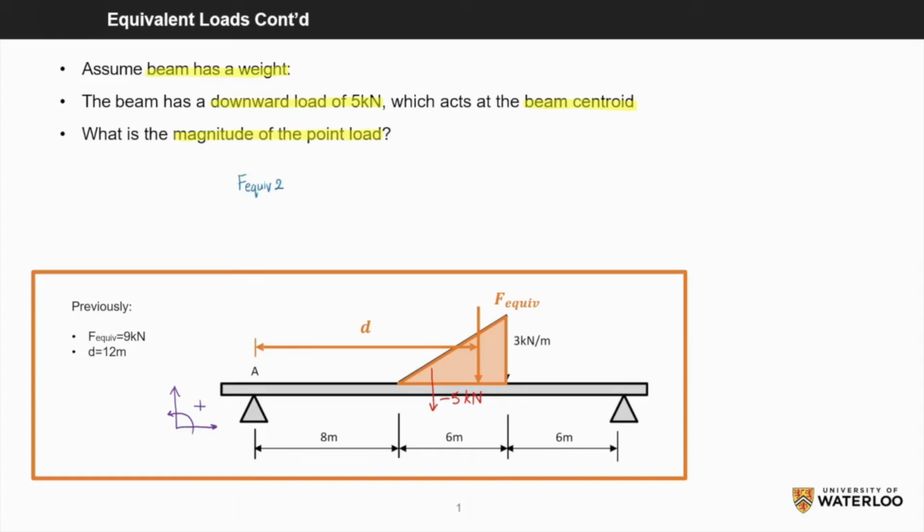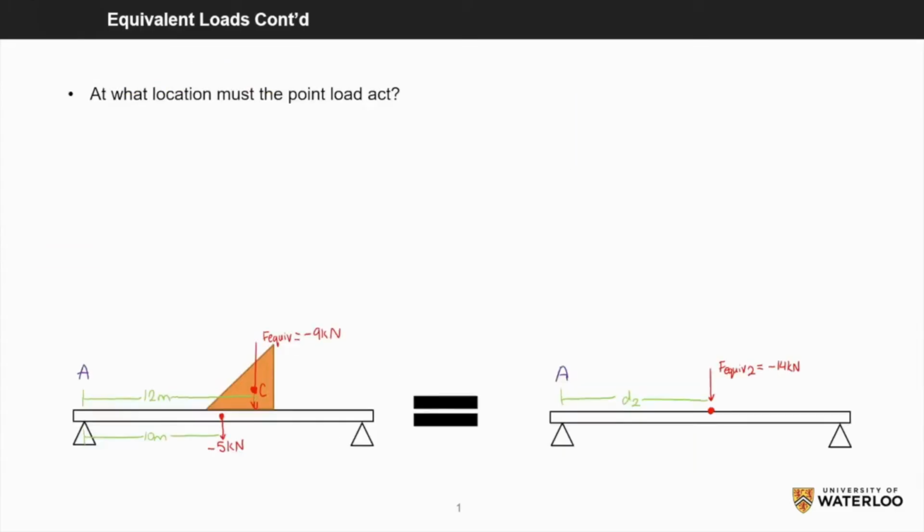As from before, we will multiply the distributed force of -3 kilonewtons per meter with the length of the DL of 6 meters, and since we are dealing with the triangle, we must multiply the entirety by 1/2. This time, we will also add the weight of the beam, and the answer comes out to be -14 kilonewtons. Finally, we will calculate the location at which the point load must act.